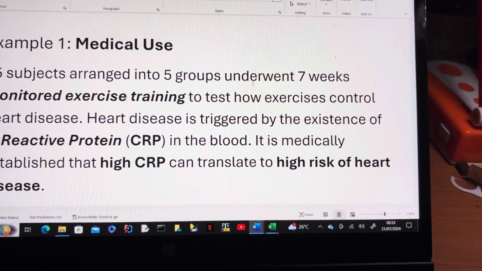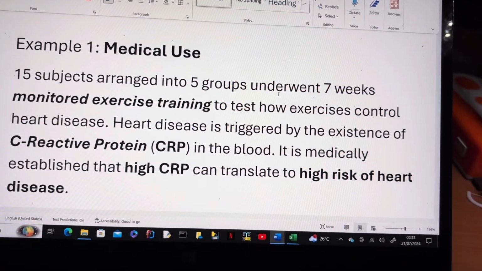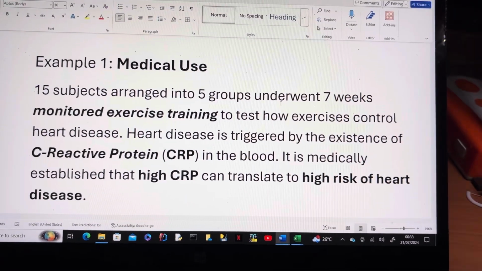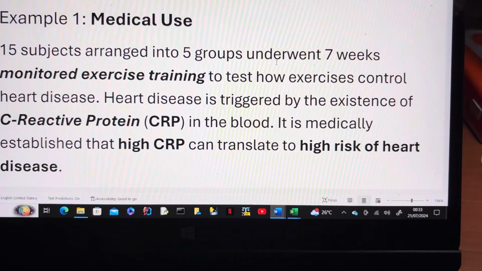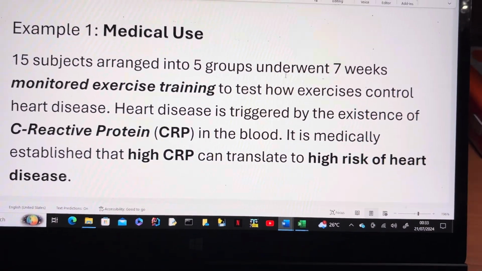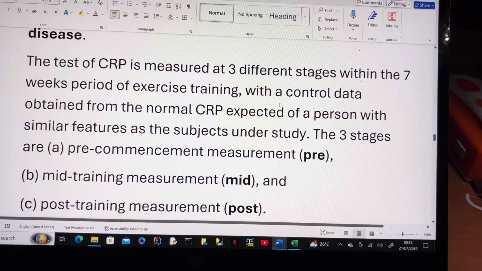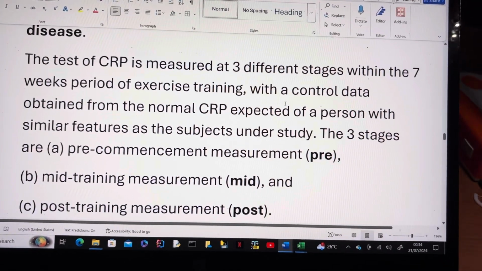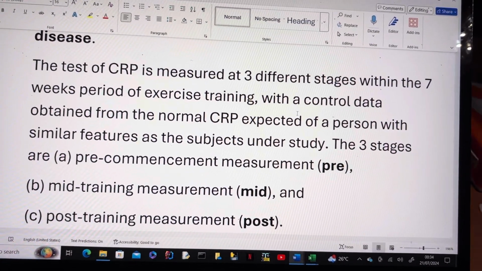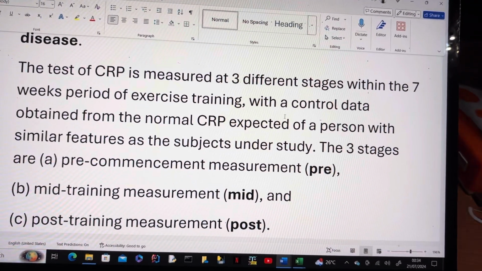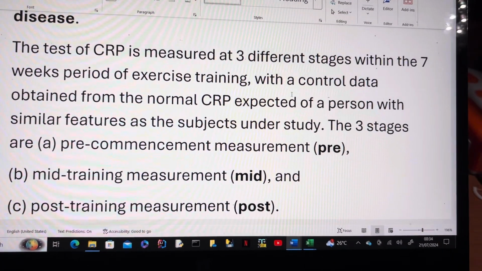Heart disease is triggered by the existence of C-reactive protein, CRP, in the blood. It is medically established that high CRP can translate to high risk of heart disease. The CRP is measured at 3 different stages within the 7 weeks period of exercise training, with control data obtained from the normal CRP expected of a person with similar features as the subjects under study.